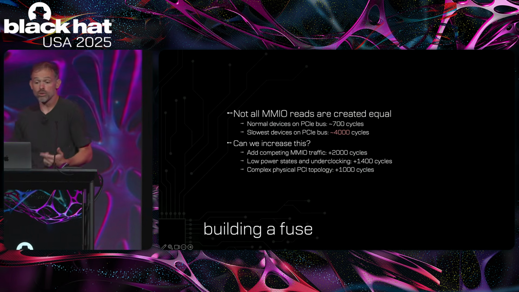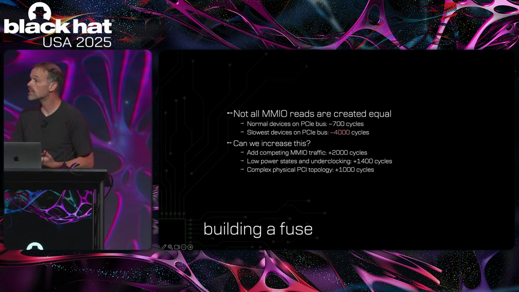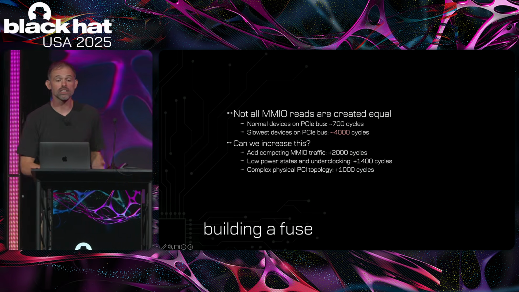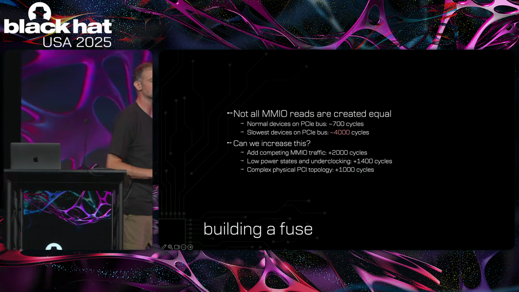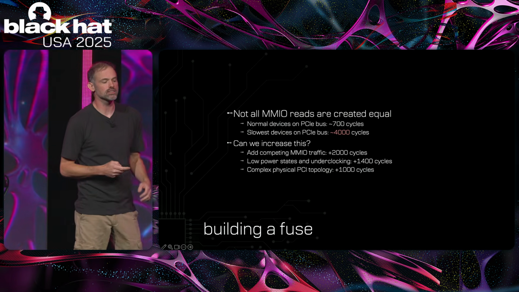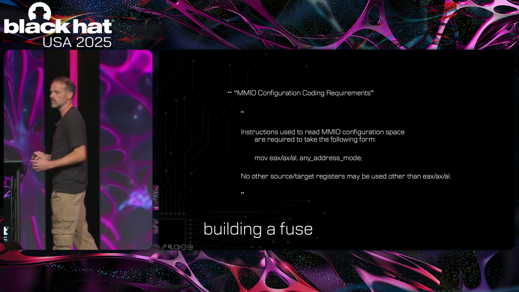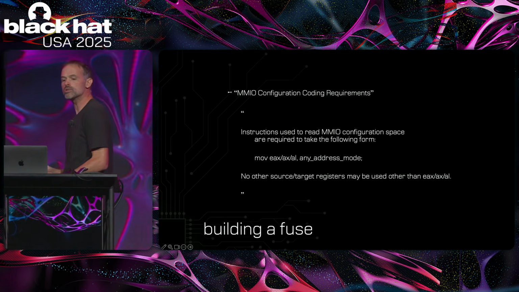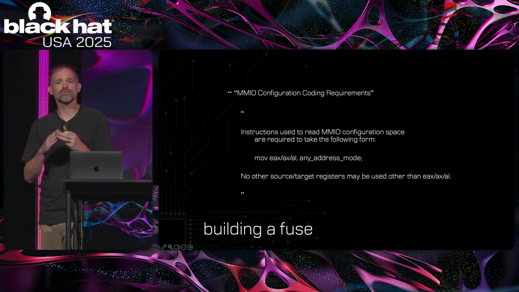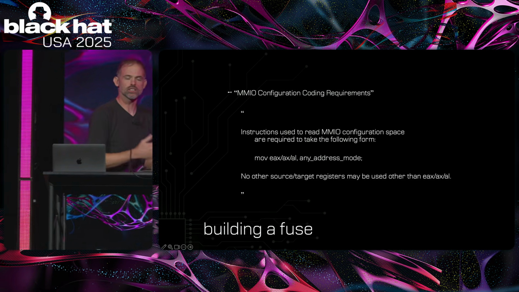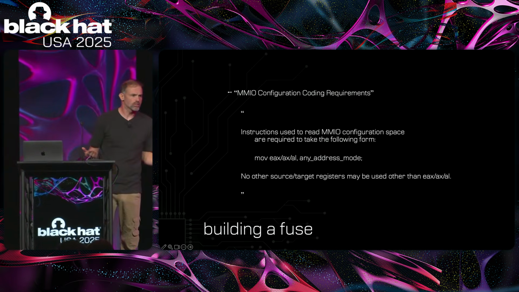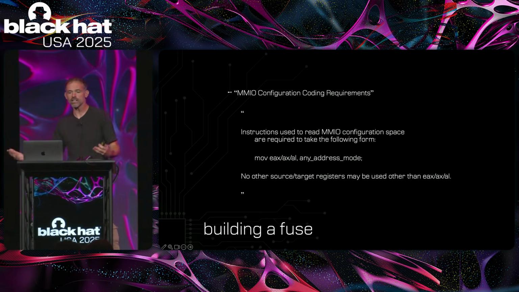So I thought, could we increase this? And I looked at adding competing MMIO traffic, at underclocking the CPU or complex PCI topologies. I couldn't get this up to the 10,000 cycles that we needed. It still wasn't enough, and the attack was seeming really impractical at this point. But then I realized I was doing something stupid. I was following the specification coding requirements. And that's not what you want to do in CPU exploitation. You want to violate the requirements.